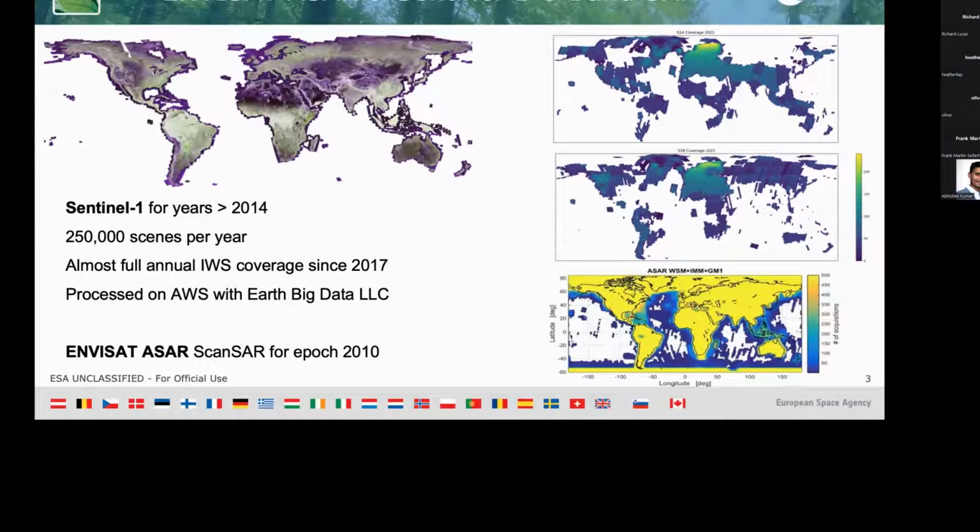Since 2014, when Sentinel-1 was launched, we have a much denser multi-temporal time series of C-band backscatter observations from the so far two Sentinel-1 satellites. For each year, at least since 2017, we have more than 250,000 observations per year. And at each location, at least 30 observations per year, which is very important to make use of C-band backscatter data. All of this is being processed on AWS. It's a lot of data, but also worth it.